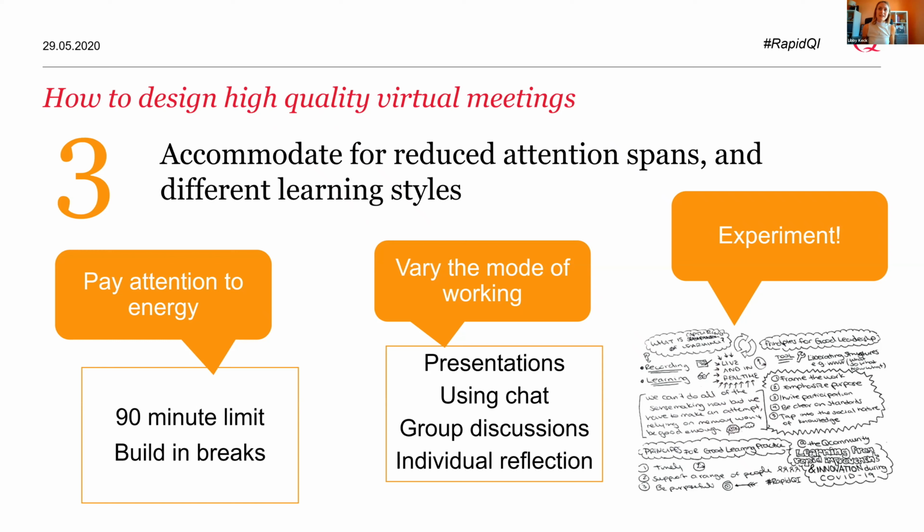There's obviously some really simple things that you can do here. Limit your meetings to 90 minutes as an absolute maximum. And if you need to do this, definitely build in some proper breaks. Some of the rules about continuous meeting time don't really matter in this format.